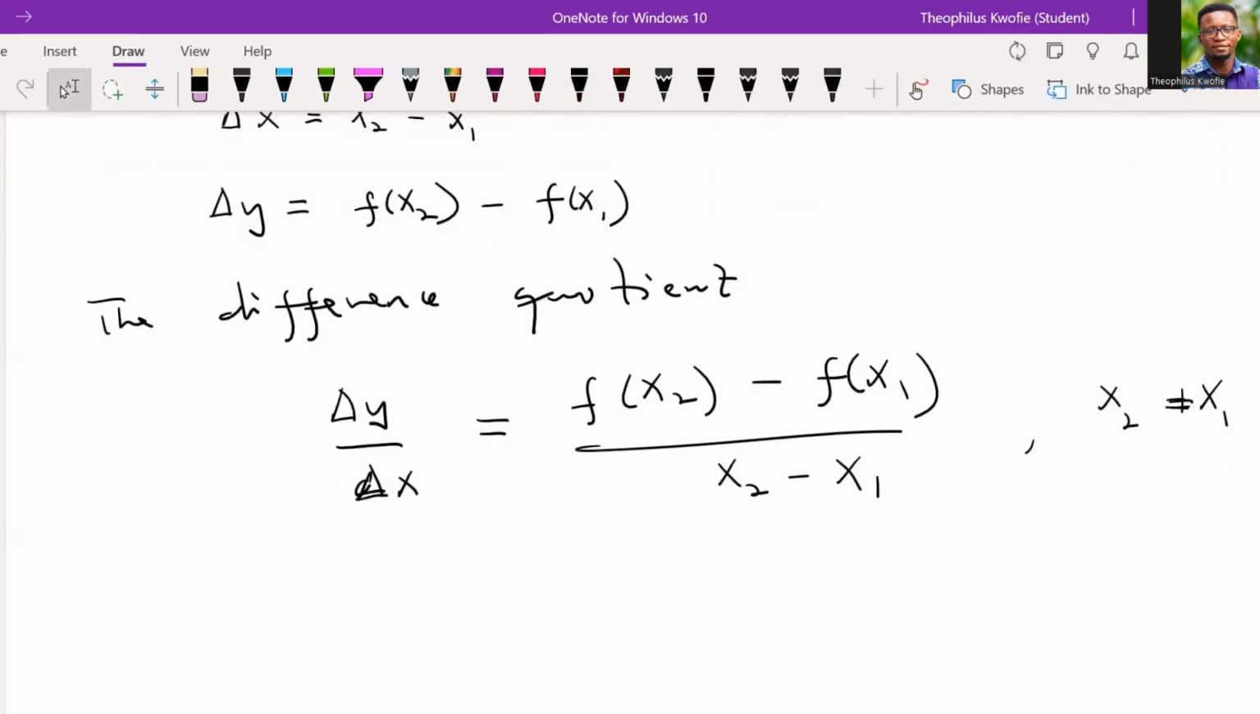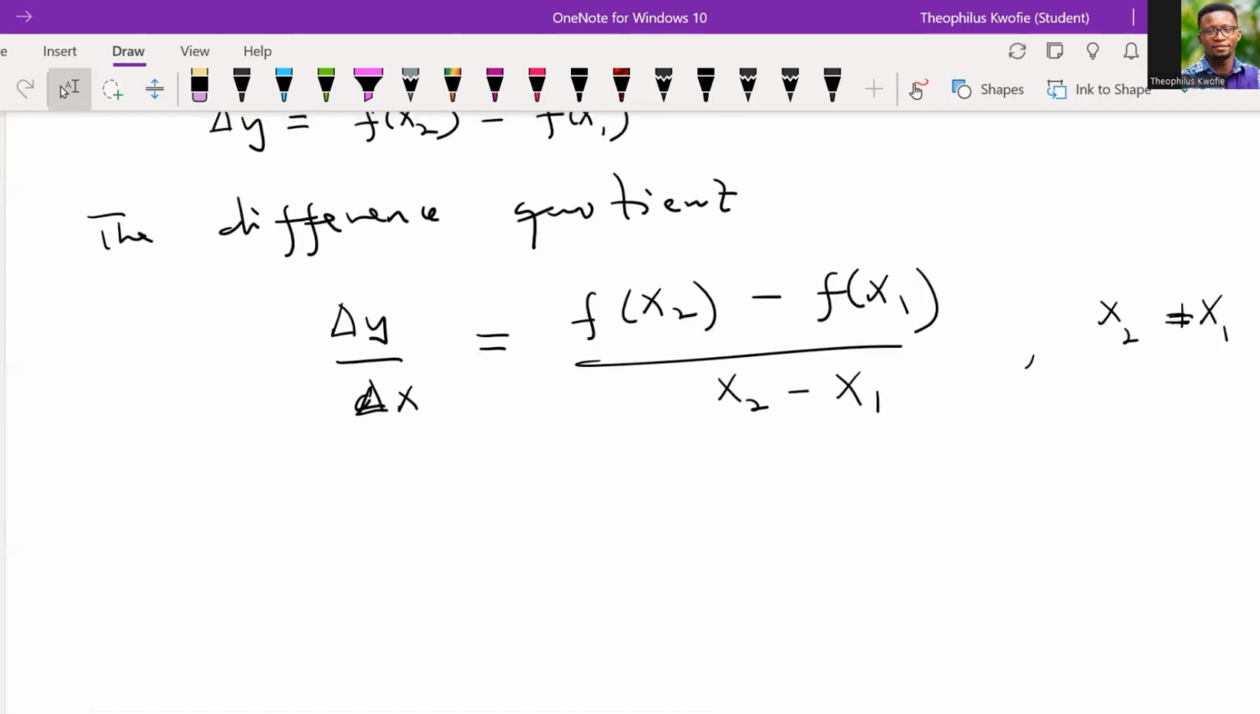And we also made mention of the fact that this is also known as the average rate of change of y with respect to x over the interval x1 to x2. Okay, very good. And this can also be interpreted as the slope of the secant line from one point to the other. That's very, very important.